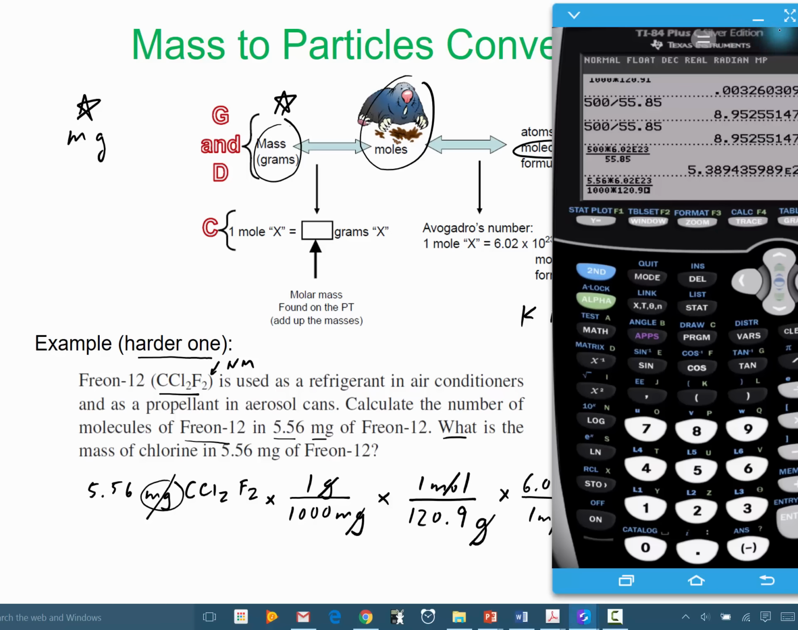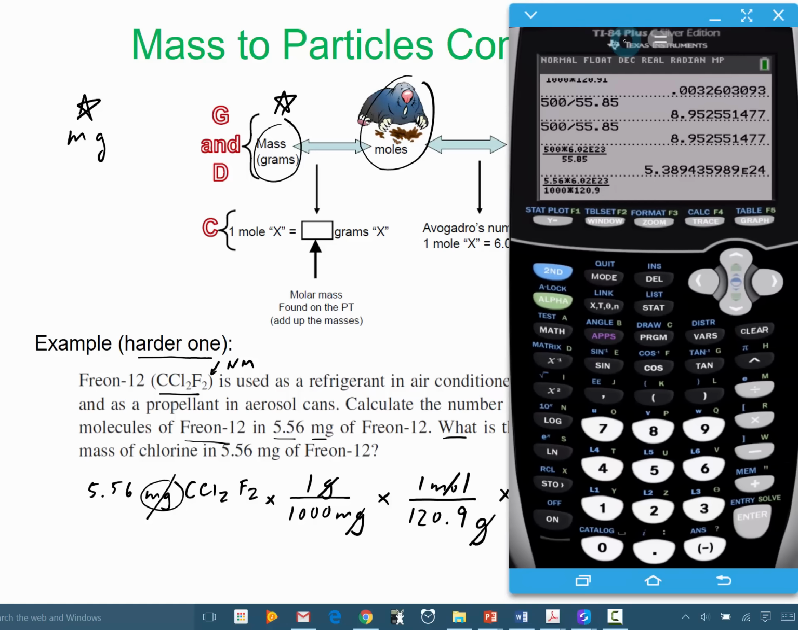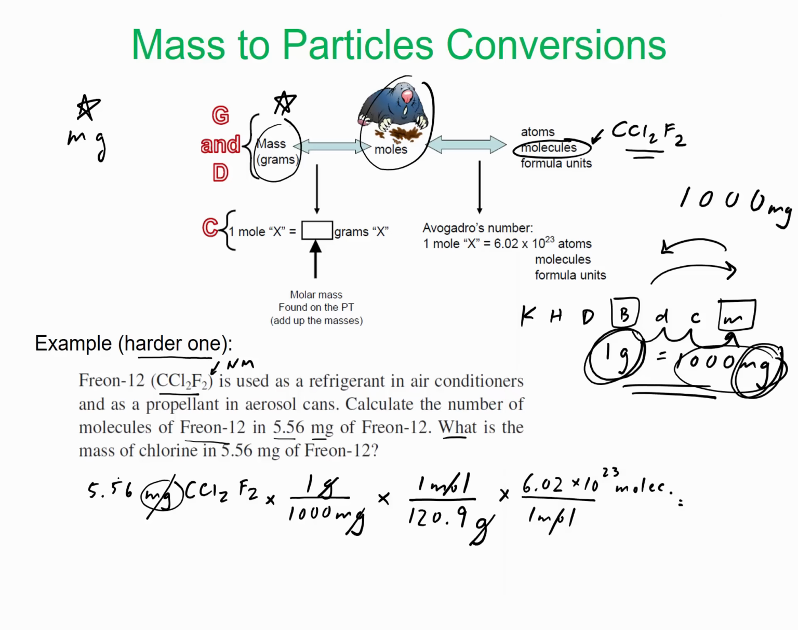120.9, and I think that's the end of it. Yeah, that's it. So hit enter, and there's my answer. So this number, as usual, the number they give you in the problem determines your sig figs usually. Okay, so I should have 3 sig figs. So I'm going to write 2.77 times 10 to the 19th molecules, which totally makes sense. You should have a giant number because molecules are very, very small. So molecules of Freon.